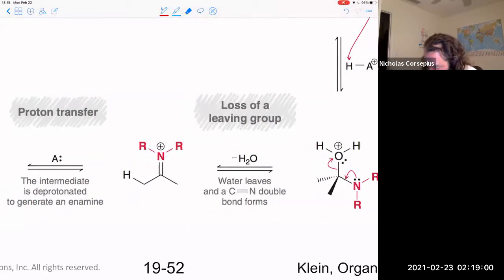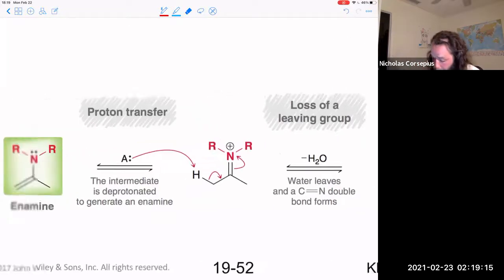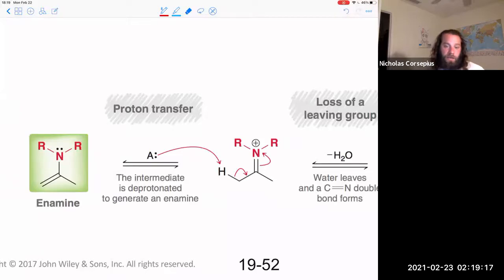So instead what's going to happen is a base, some basic species, is going to reach over and grab this hydrogen. That pair of electrons is going to come down, allowing the pair of electrons in that double bond to come up. That's how we get our enamine at the end. Okay.